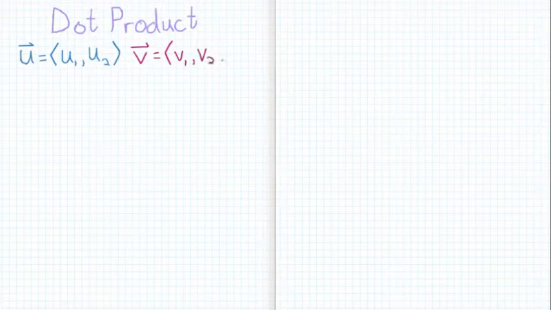Let's say that I have two vectors written in component form. My first vector will be u, and its components are u1 in the x direction and u2 in the y direction. And then my second vector is v, and its components are v1 and v2 in the x and y directions. The dot product of these two vectors is very easy to find.